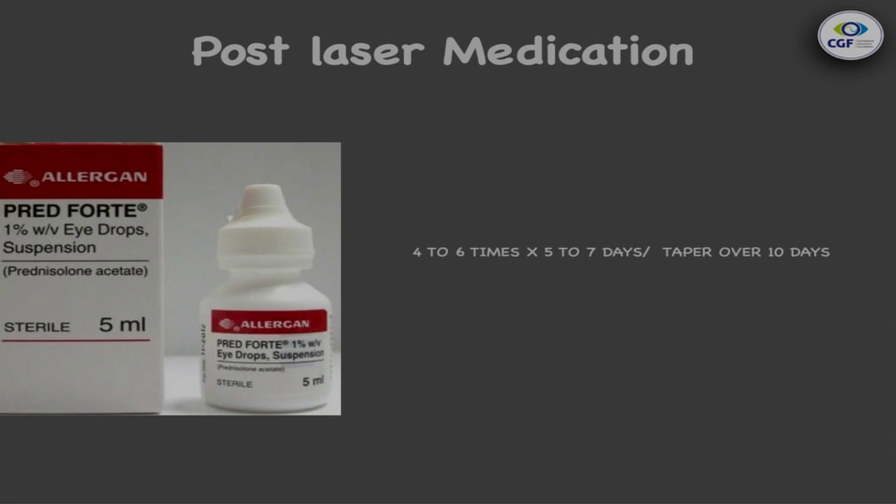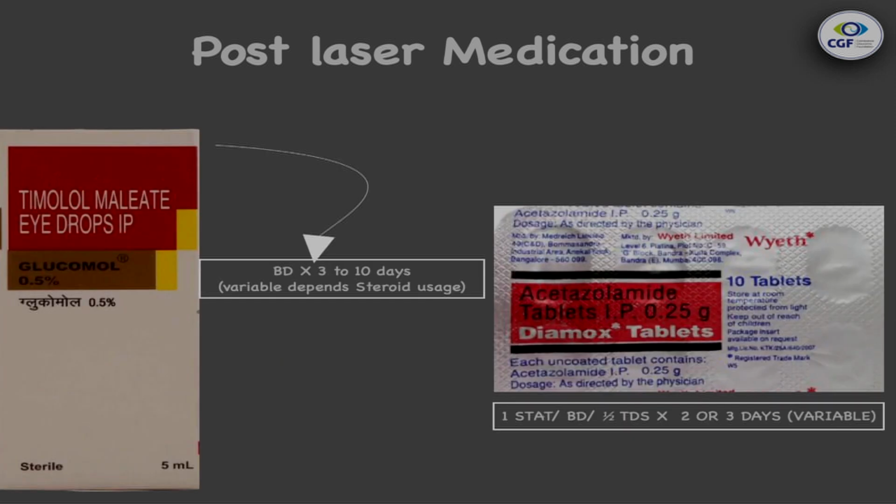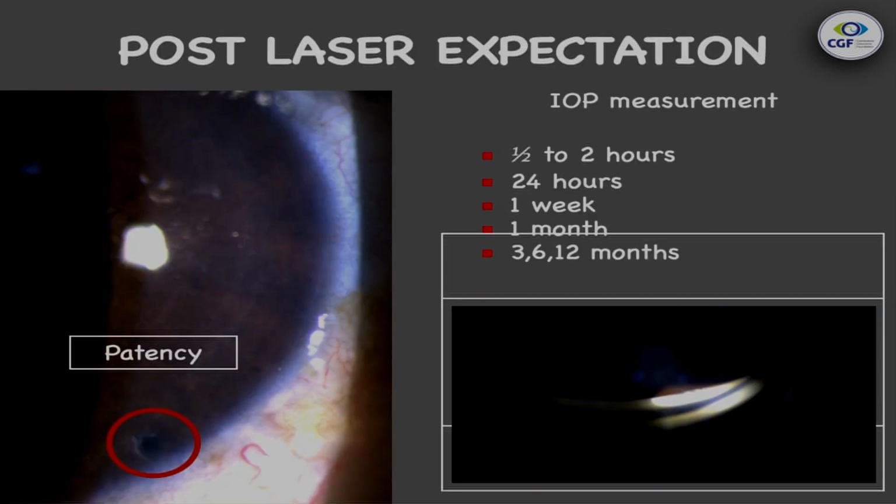Post laser, you can use prednisolone acetate drops, 4, 3, 2, 1, you can taper the dose and then stop it. Along with that, sometimes we do give Diamox, but I have stopped giving Diamox because we don't know which patient will develop potassium depletion. So we give topical beta blockers for 10 days as a BD dose. Patients are much more comfortable, so you can decide depending upon how you see it.